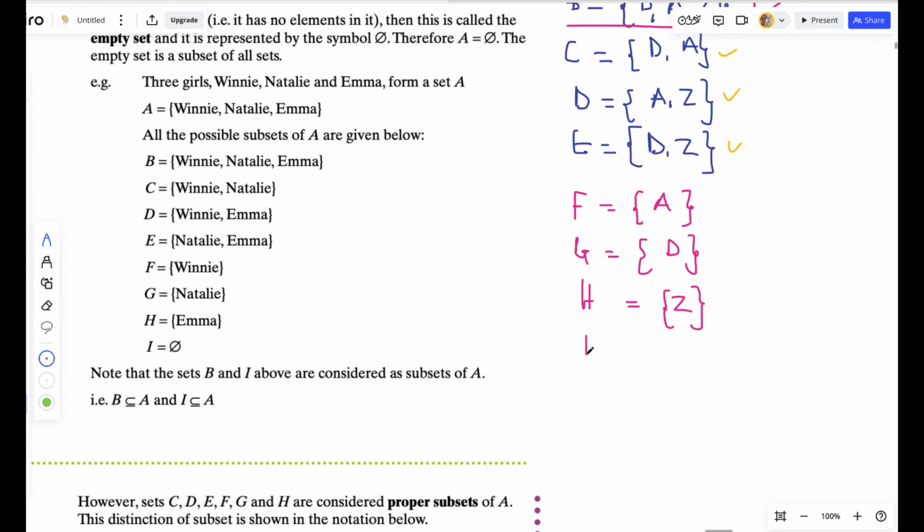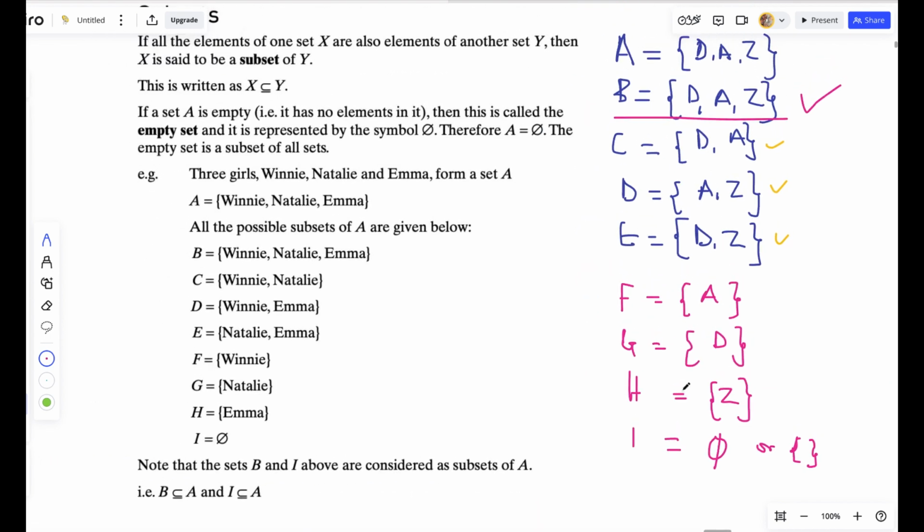So set I is called the empty set. An empty set is a subset of the main set. So you see that we write empty. There are two ways of writing the empty set. Either you write it like this, or we write two curly brackets facing each other without any number inside it. Okay, like this. This is an empty set. Either you write the empty set like this or you write it like this.